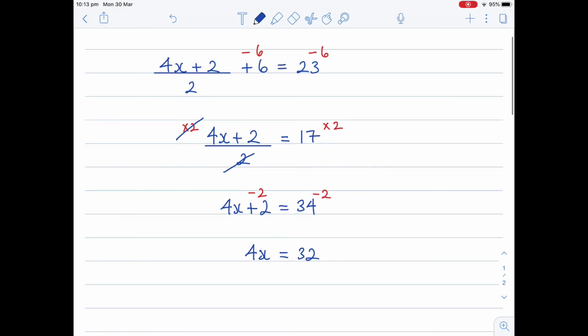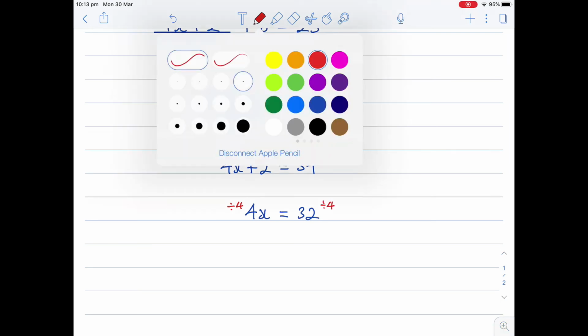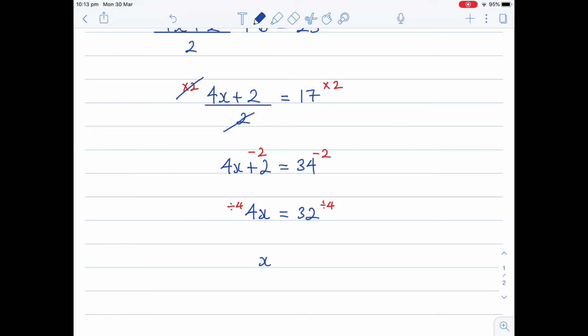Now, the last thing to do is simply to divide both sides by 4. So I'm going to divide by 4 and divide by 4. That will leave me that x is equal to 8.